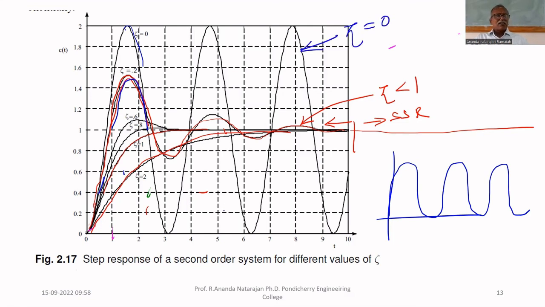If zeta is less than 1, it oscillates and settles. If zeta is equal to 1, it is the smartest response. If zeta is greater than 1, it is a sluggish response. This is the example plotted for zeta equal to 2.